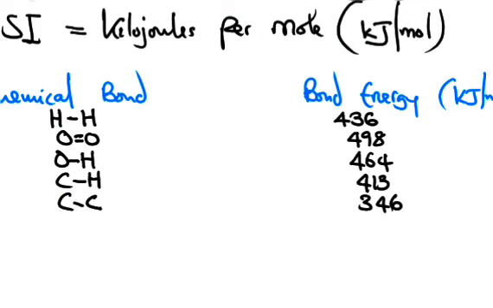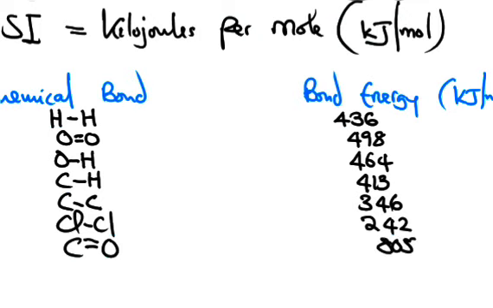Whereas the chlorine, Cl-Cl, requires 242. While for C=O, as in carbon dioxide, this one requires 805. That's an average. In some other textbooks, you can get values more or less than these values. Whereas for H-Cl, it is 427.